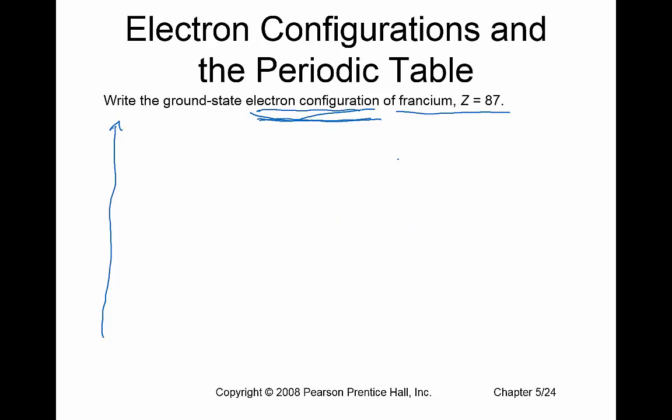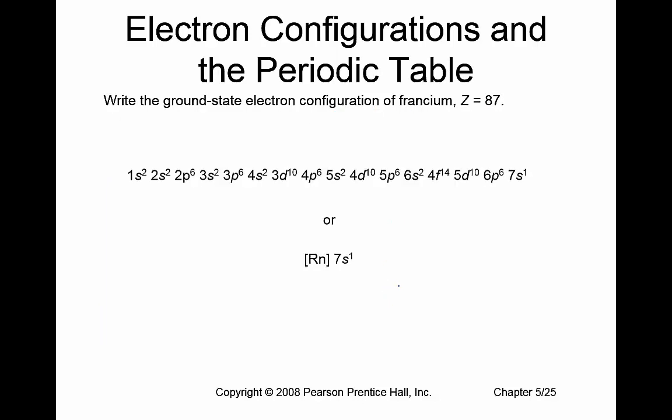So what I'd like you to do is try to write down the electron configuration of francium using the periodic table trends that we've already seen. Pause this video, and then come back and we'll check the answer. If you've paused the video, you're now ready to see the answer. So here's the answer for the electron configuration for francium.